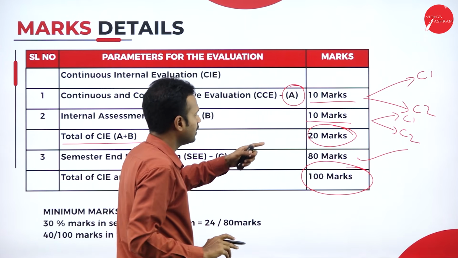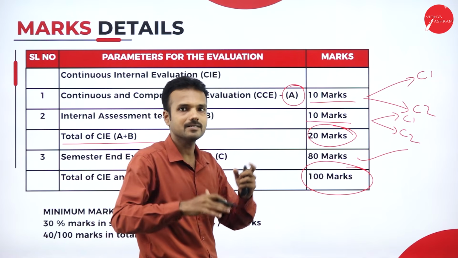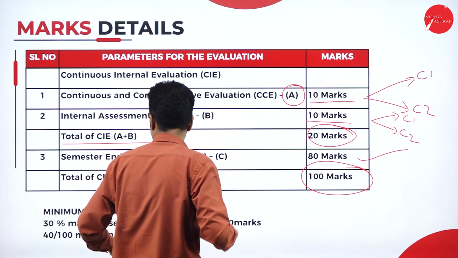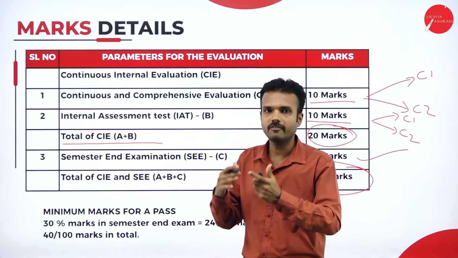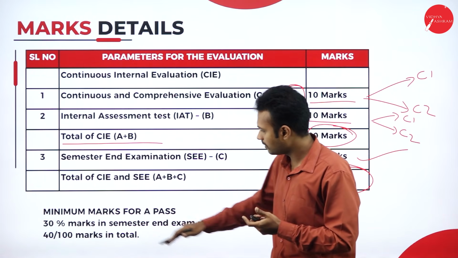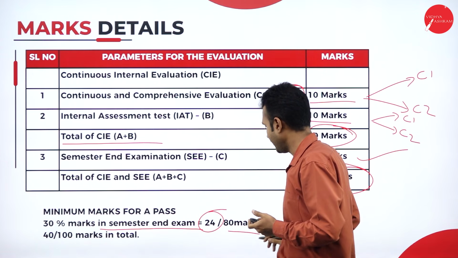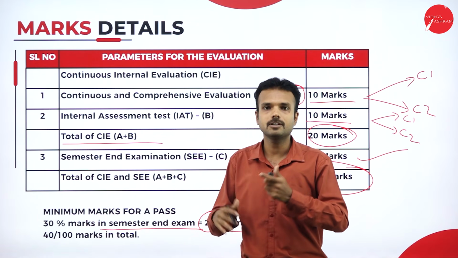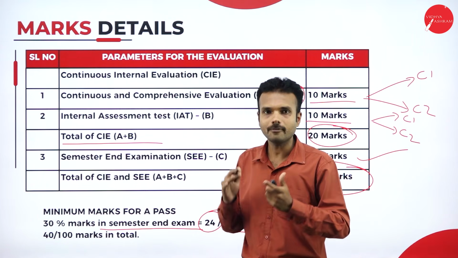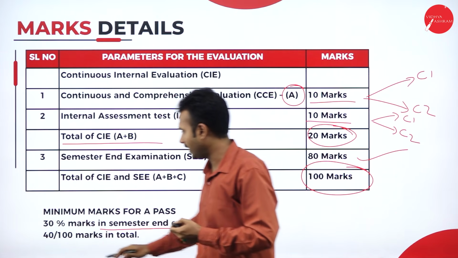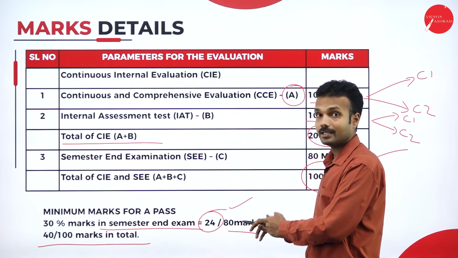Here the question from your end is, sir, how exactly are you going to conduct the test? What is the assignment? I am going to let you know. Here is the minimum marks for a pass. If a person wants to qualify this paper, what is the criteria? 30% marks in the semester end examination, that is 24 marks out of 80. If you want to qualify this paper, you need to secure a minimum of 24 marks out of 80 marks, then you are qualified. And this is only for the external.